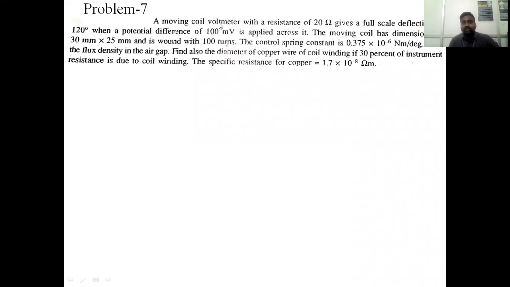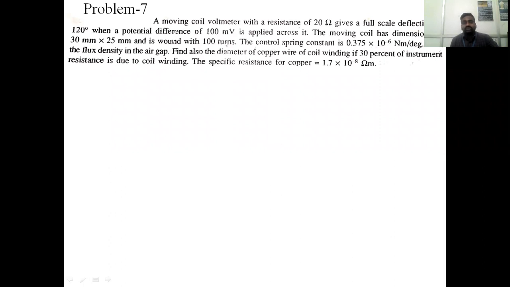So, moving coil voltmeter. This instrument is a PMMC voltmeter which reads only DC voltage, and it has a resistance of 20 ohms. At a full scale deflection of 120 degrees, the potential difference it will read is around 100 millivolts when applied across. The moving coil has dimensions of 30 mm by 25 mm, wound with 100 turns. The control spring constant is 0.375 into 10 to the power of minus 6.